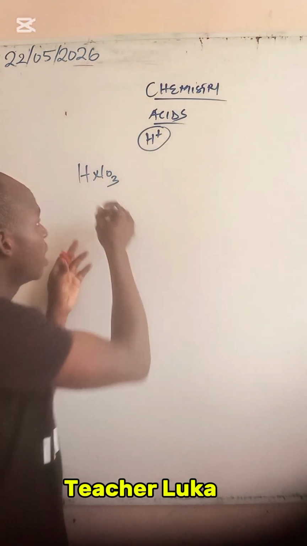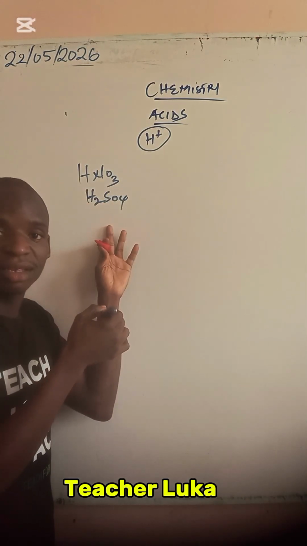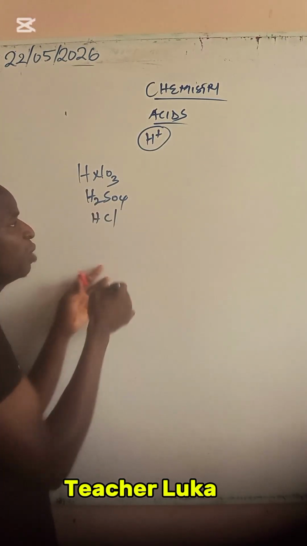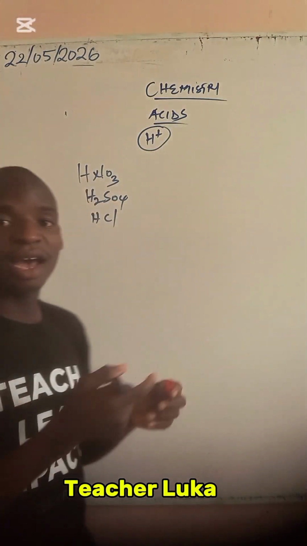Are you following? The examples include HNO3, which is nitric acid. Are you with me? And H2SO4, which is sulfuric acid. Okay? HCl, which is what? Hydrochloric acid. So these are inorganic acids.